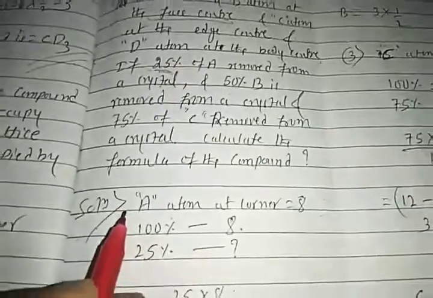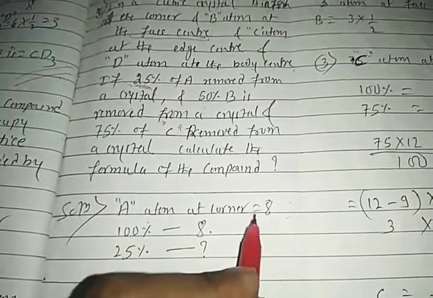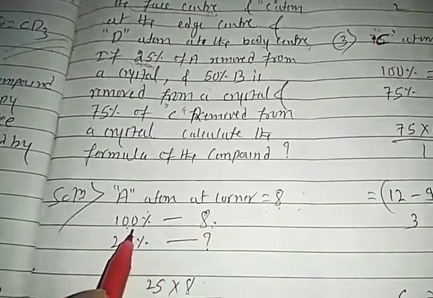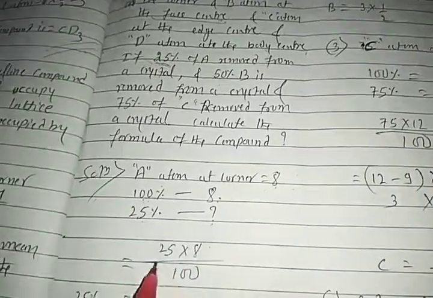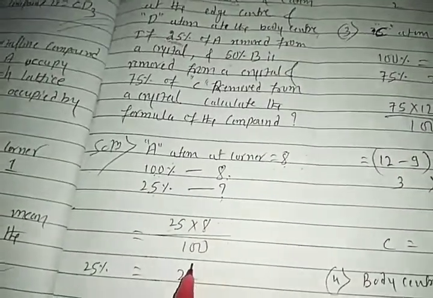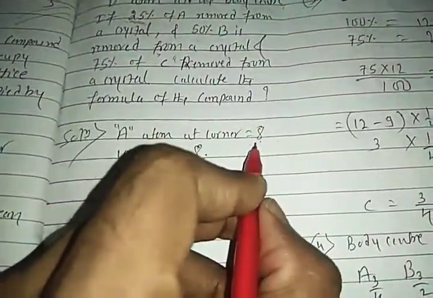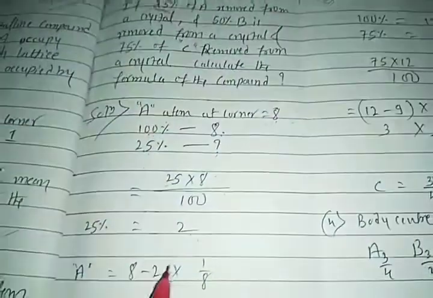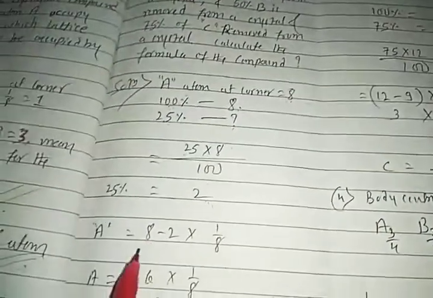So let's see, students. Answer: A atom at the corner, 8 atoms. Total number of atoms is 8, so 8 atoms we consider as 100%. 25% means how many atoms? 25 into 8 divided by 100, so 2 atoms. It means out of 8, 2 atoms are removed.